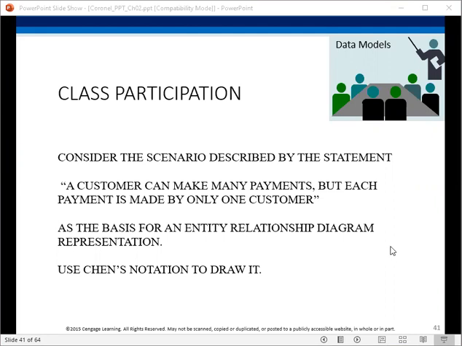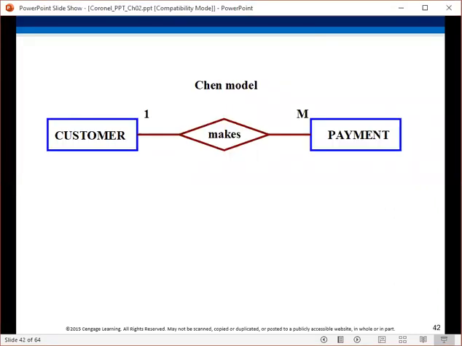Okay, let's take a look at what it should look like. So we have a customer, and a customer can make many payments. We see the M over here indicating many, but one payment will only be made by one customer. So we see the one over there. And of course, entities are rectangles, relationships are diamonds.